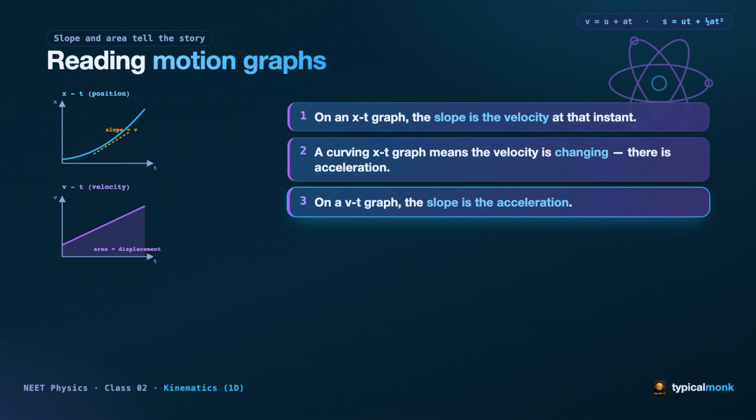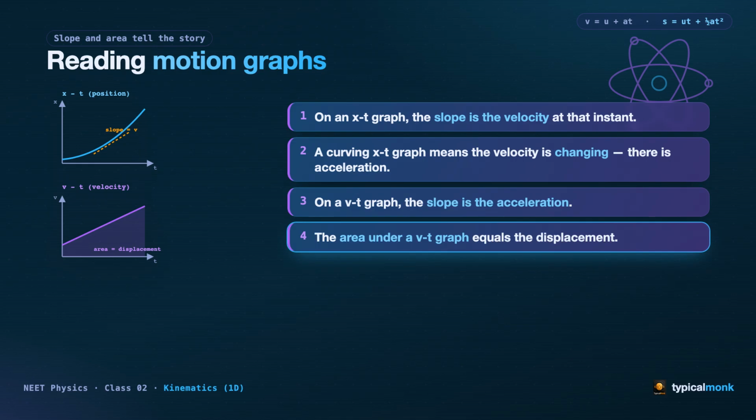Now, the lower graph, velocity against time. Here, the slope is the acceleration, how quickly the velocity climbs. A straight sloping line means constant acceleration. And here is the quiet gift of the velocity time graph. The area beneath it equals the displacement. So one graph gives you two things. Its slope gives acceleration, and its area gives displacement. Priya solved half her kinematics paper just by reading these two shapes.